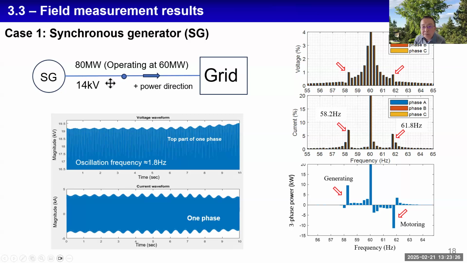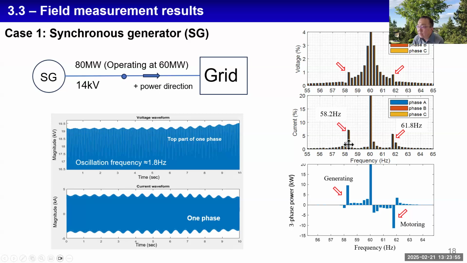For this particular synchronous generator, if the voltage goes below a certain value, it starts to oscillate because of poor controller exciter settings. Here is the recorded voltage waveform. I only show the top part because the oscillation is small, but the current oscillation is very noticeable. If you perform spectrum analysis, you will see that there are two interharmonic components here.